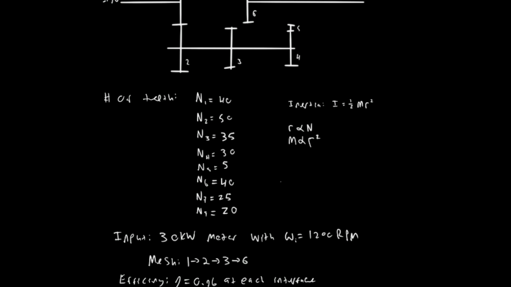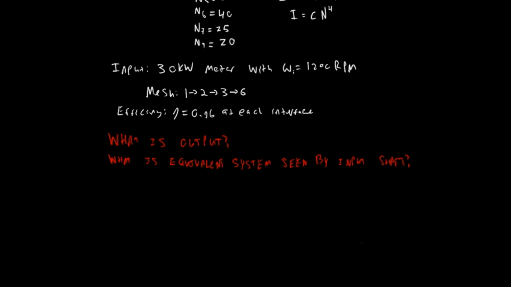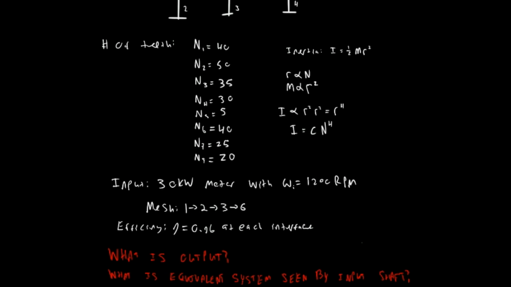So we look at this inertia term and we find that inertia is proportional to mr squared, which is going to be r squared. So that's basically r to the fourth. So some proportionality r to the fourth. We'll do a constant. So I equals some constant c times n to the fourth, number of teeth to the fourth. And that's going to basically tell us what our inertia is if we find that proportionality c. So that's what we're going to use to determine the equivalent system later when we are determining it. But for now, we're just interested in what's this output. So let's get started on that first.